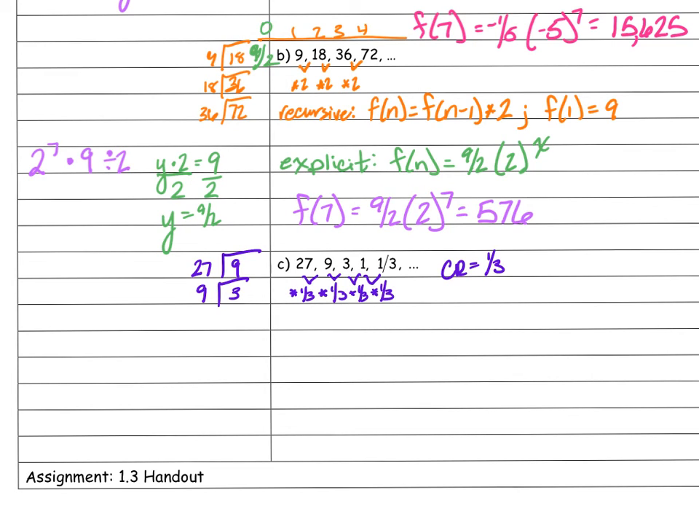And then I want to find my recursive. So f of n equals 1/3 times f of n minus 1. I just thought I'd write it the other way. And f of 1, what's my first term? 27. Awesome. So that's my first, second, third, fourth, fifth. And then we want our explicit equation.